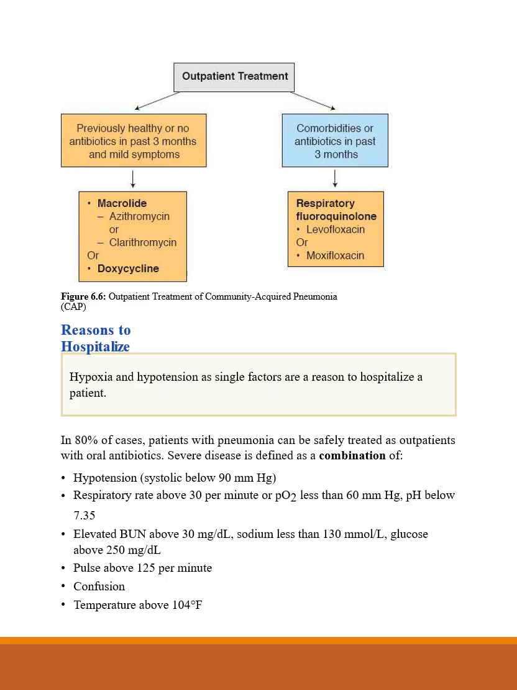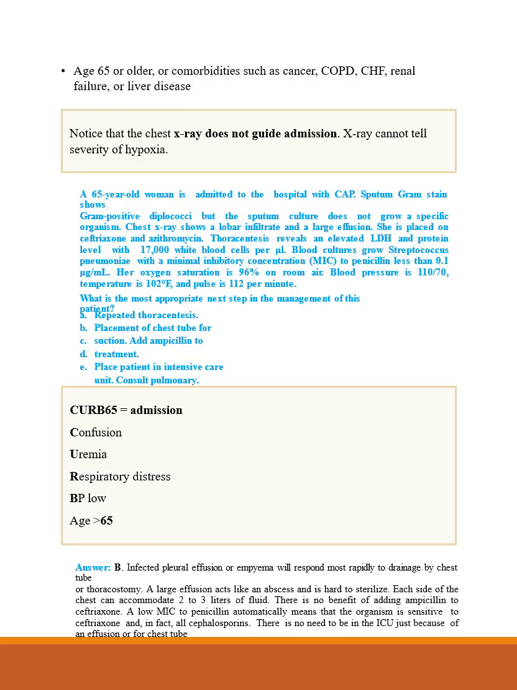And if the patient is older than 65 or has comorbidities such as cancer, COPD, CHF, renal failure, and or liver disease. Also, we need to notice that the chest X-ray does not guide the admission. Chest X-ray cannot tell the severity of hypoxia.